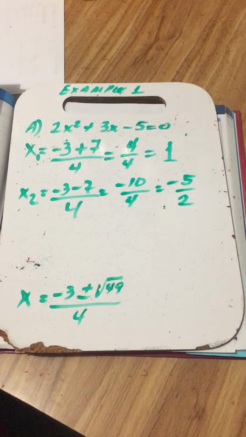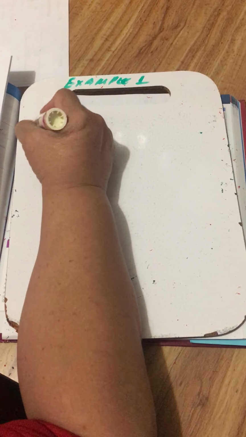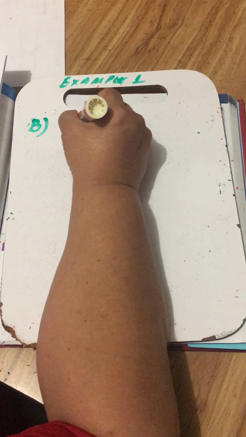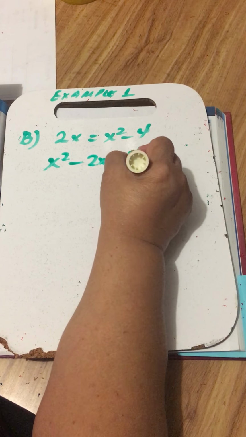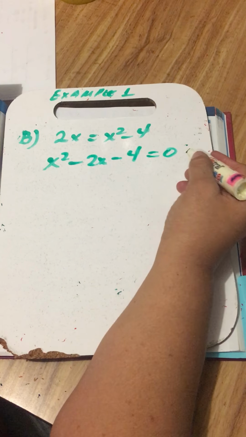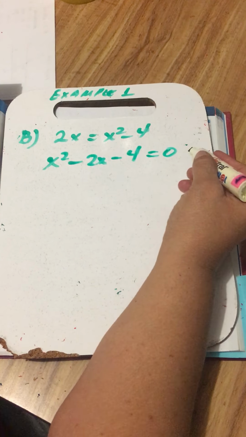Now example B. Now you have the equation 2x equals x squared minus 4. The first thing that I have to do is to obtain the standard form of the quadratic equation. Then I put x squared, I move the 2x over, minus 2x minus 4 equals 0. Now it's easy to find the coefficients. A is equal to, if we remember that when we don't have a coefficient, the coefficient is 1. B is minus 2, and C is minus 4.